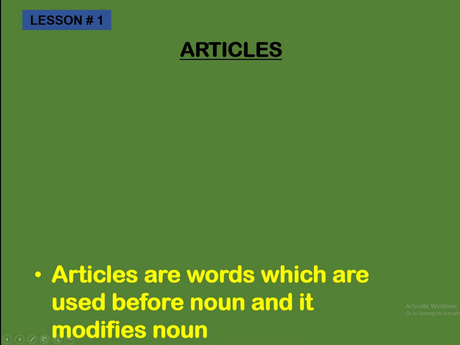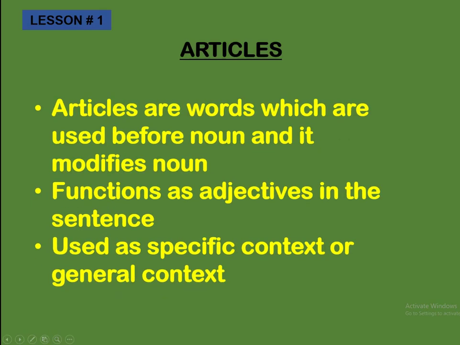Today we will discuss the articles which are used in the English language. So let's start with what articles are. Students, articles are words which are used before a noun and modify the noun. They function as adjectives in the sentence, and they are used both in specific context and in general context.